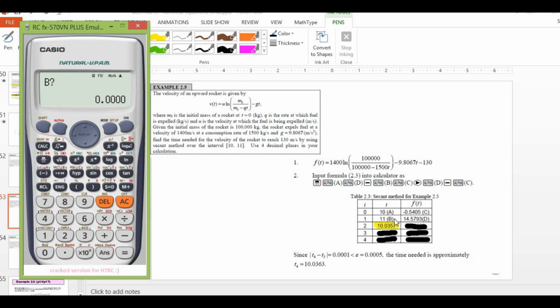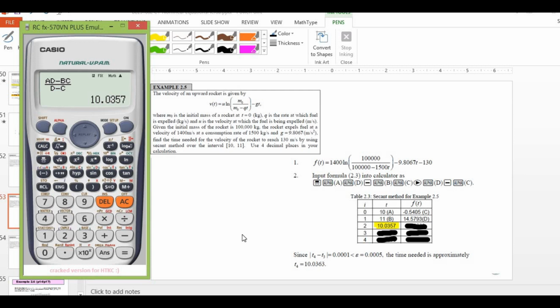So then our B is 11. Then enter. Then our C is minus. Okay, be careful. Don't forget the minus sign. So 0.5405. Okay, make sure everything is correct in order. So then you will get your new xi plus 2 here. So we will get 10.0357. Okay, there you go.